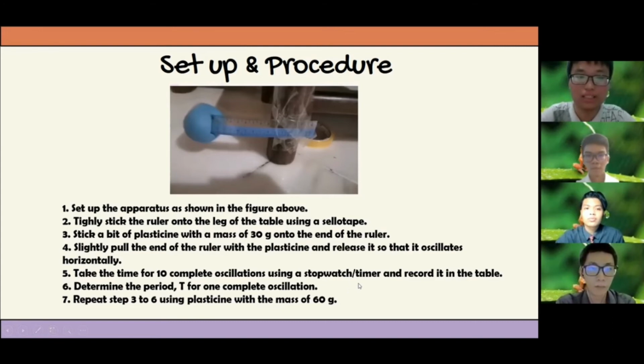So are you guys clear with the procedure of the experiment? Clear, teacher. Yes, teacher. Okay, now you can set out the experiment.